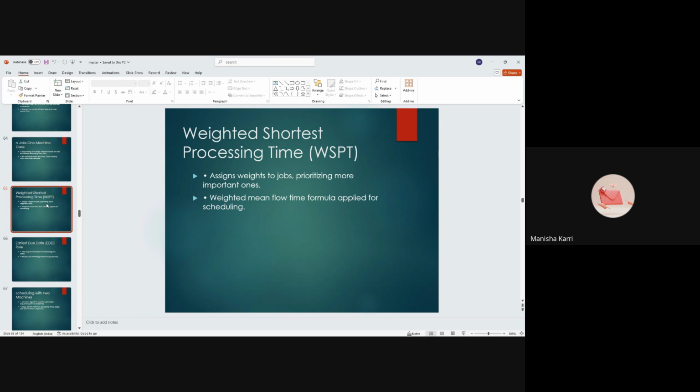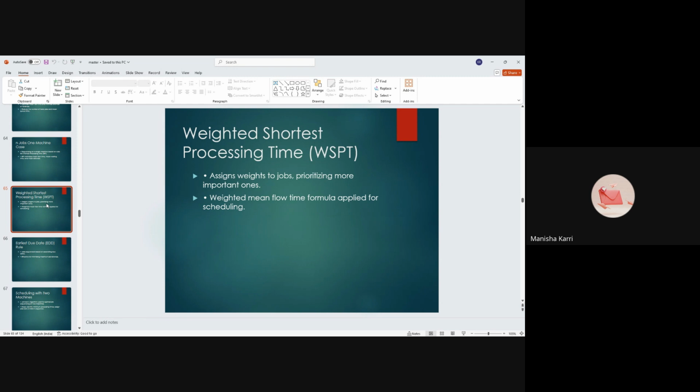Okay. How does WSPT work? Weights are assigned to jobs. Here, each job is given a weight based on its importance. Higher weights mean a job is more critical to the production goals, and then the scheduling formula is applied.